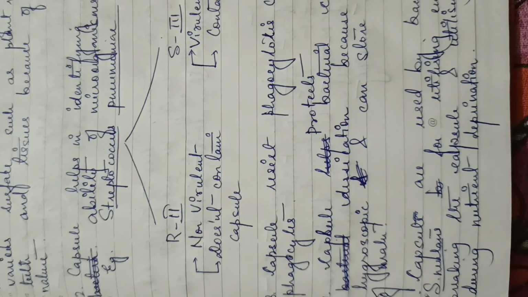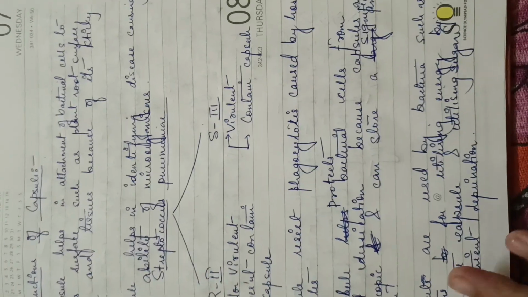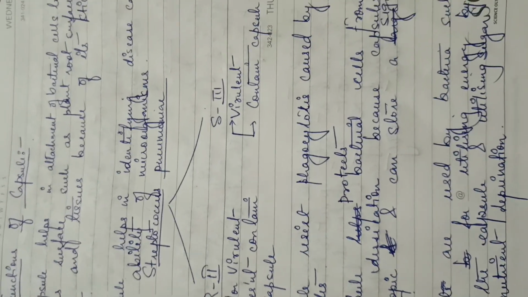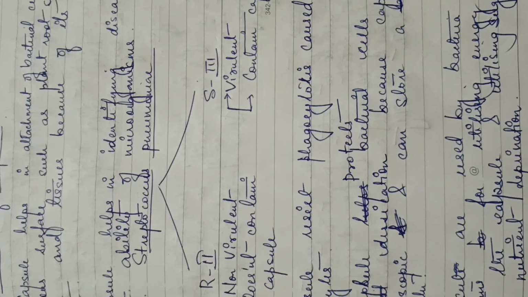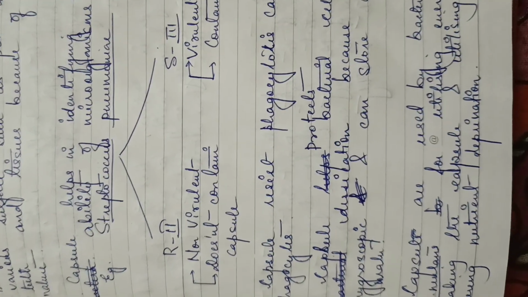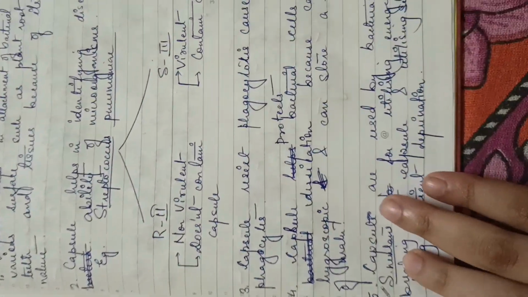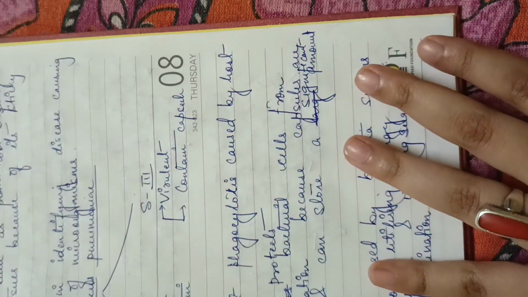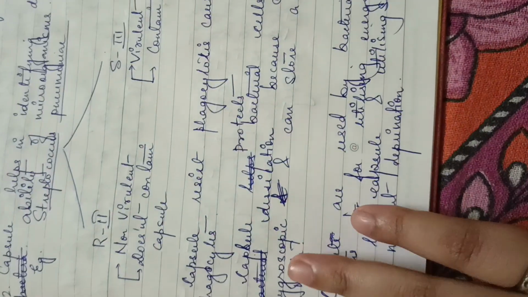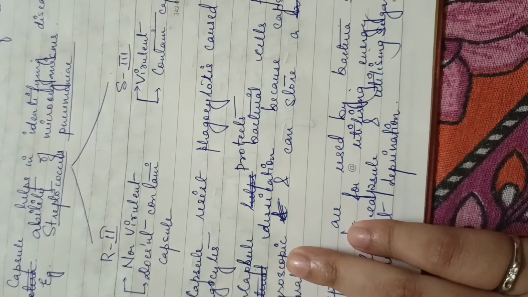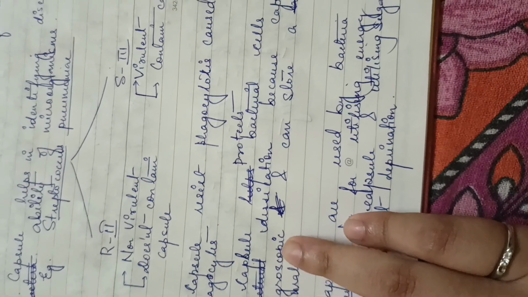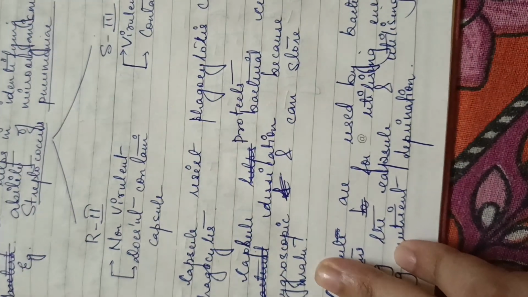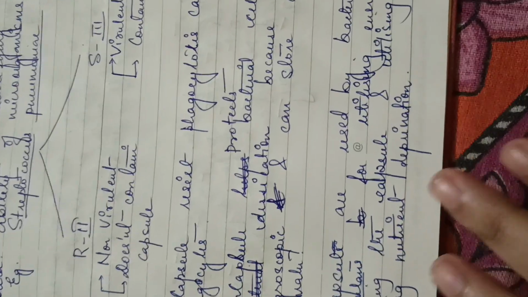Third point, the capsule resists phagocytosis caused by host phagocytes. So it reduces phagocytosis by the host phagocytes. The capsule is antiphagocytic in nature. Capsule is also hygroscopic in nature, so it has a decent water storing capacity. So the next point is that the capsule protects bacterial cells from desiccation and bursting, because capsules are hygroscopic. Hygroscopic means it can store a significant amount of water and protect the cell from desiccation.